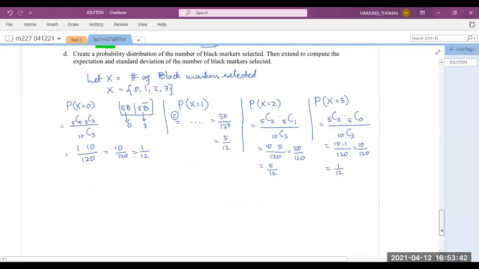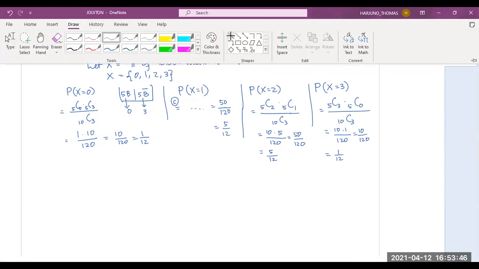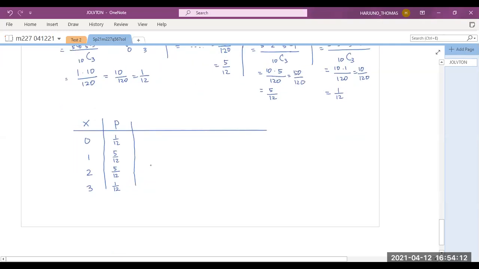Then I will go on constructing the probability distribution and extend it later on. So this is my X, that's 0, 1, 2, 3, and the probability, that's 1 over 12, 5 over 12, 5 over 12, 1 over 12. Now make sure when you do probability, they add up to 1.